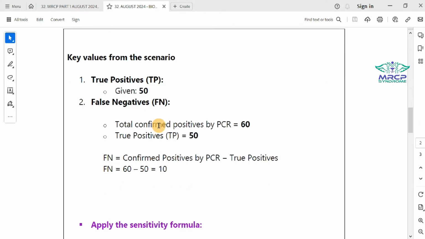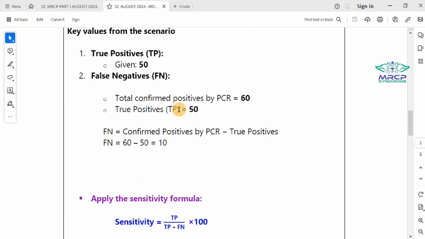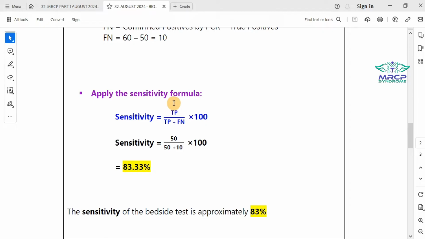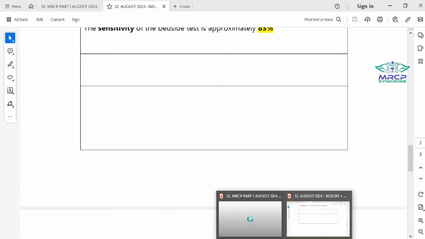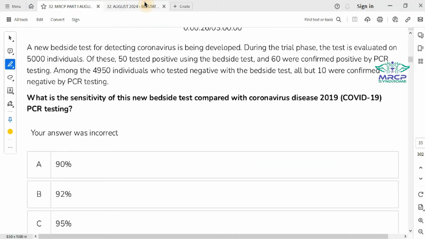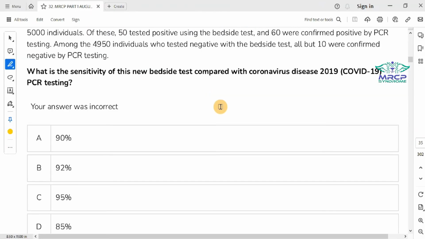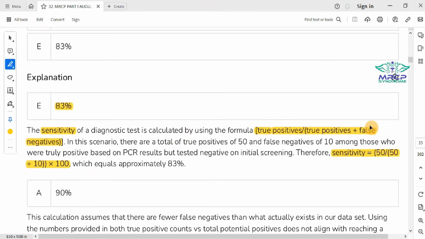Now we need to calculate the false negative. False negative means confirmed positive by PCR minus true positive. True positive was 50, confirmed positive by PCR was 60, so false negative is 10. If we now apply the formula, true positive 50 divided by true positive plus false negative, the answer was 83%.